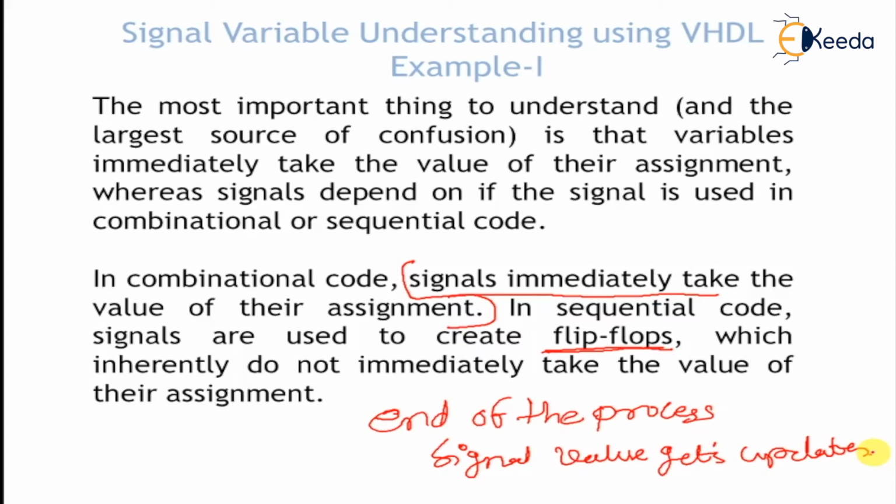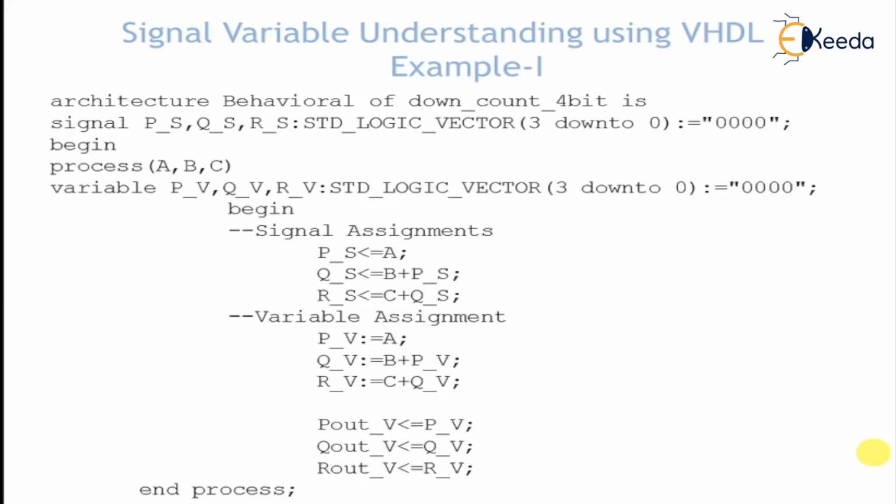So if you understand the difference between variable and signal: a variable value gets updated immediately, and in case of a signal, it depends on where it is used, either combinational or sequential. If it is combinational, it assigns its value immediately, but in sequential it assigns at the end of the process, and it creates a flip-flop. So let us take an example to understand it better.